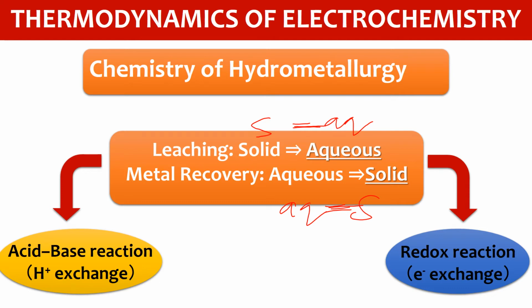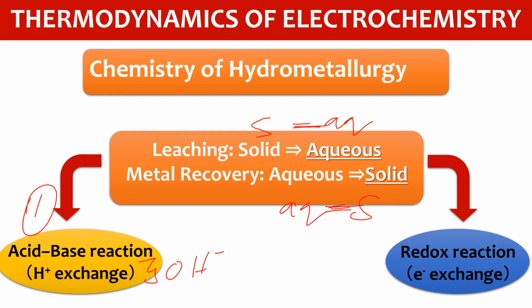Now, the basis of these reactions is basically two types of reactions that are involved. The first one is the acid-base reaction. Either you're doing leaching or metal recovery, you'll probably be doing an acid-base reaction. So what is an acid-base reaction? An acid-base reaction is one that involves a proton exchange. Sometimes it might also be a hydroxide exchange or formation, but generally it occurs when there is a proton exchange.